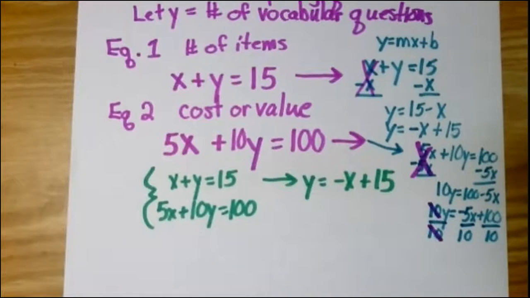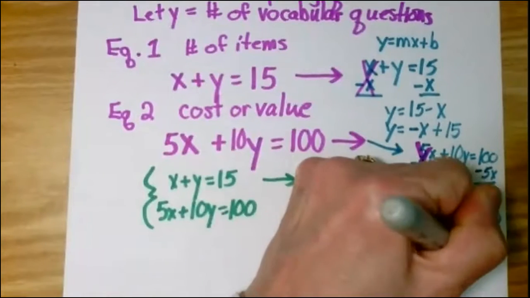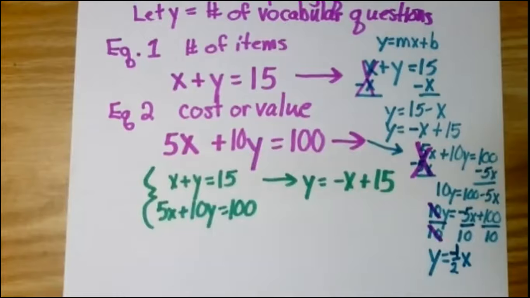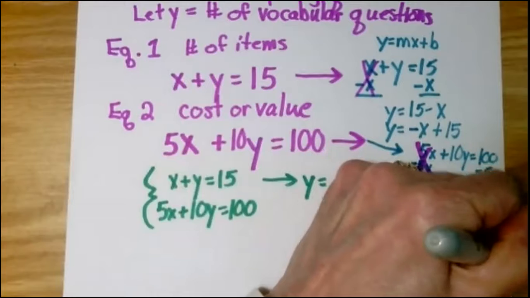That will leave me with y equals, now I'm going to reduce this. This is negative 5/10. If I reduce negative 5/10, what will I get? Exactly, I will get negative 1/2 x. And then if I divide 100 by 10, what do I get? Right, 10 times 10 is 100.